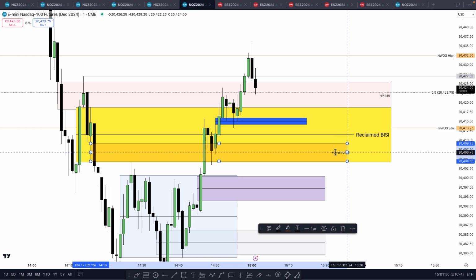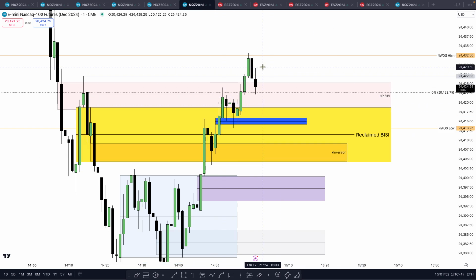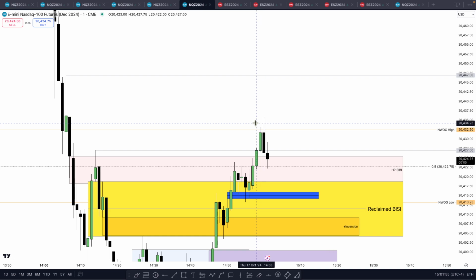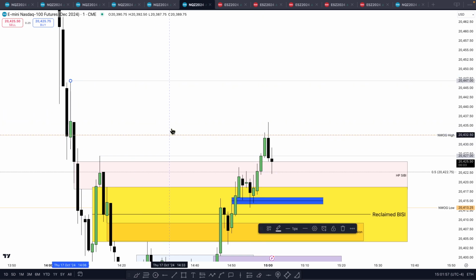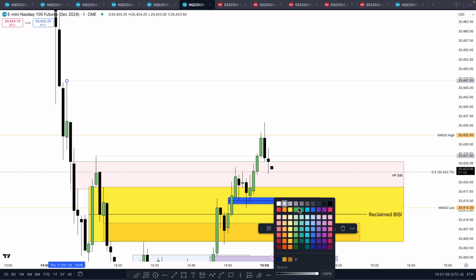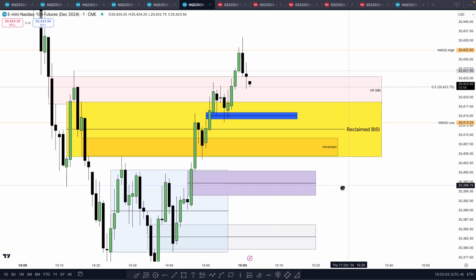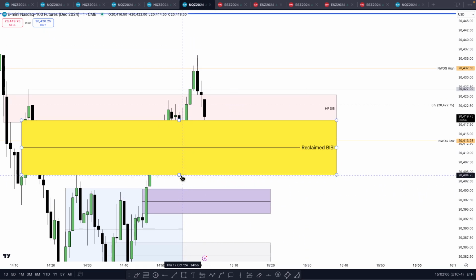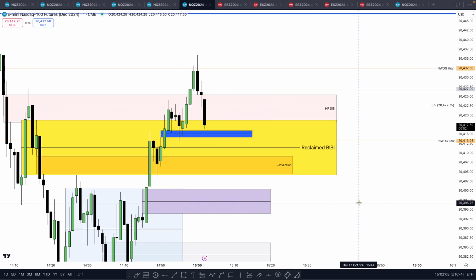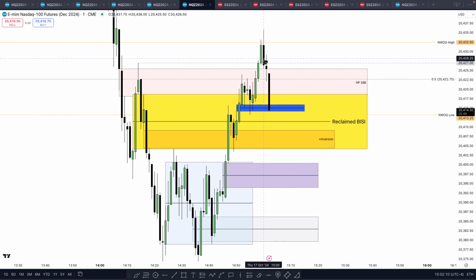Still, in this case, after we close above the reclaimed BISI, if we're trying to get week opening gap high as the next target, or this high, 20,044.7 up here, right? I would leave it below here because you have the inversion and the reclaimed BISI. Okay, we're seeing respect to this now.